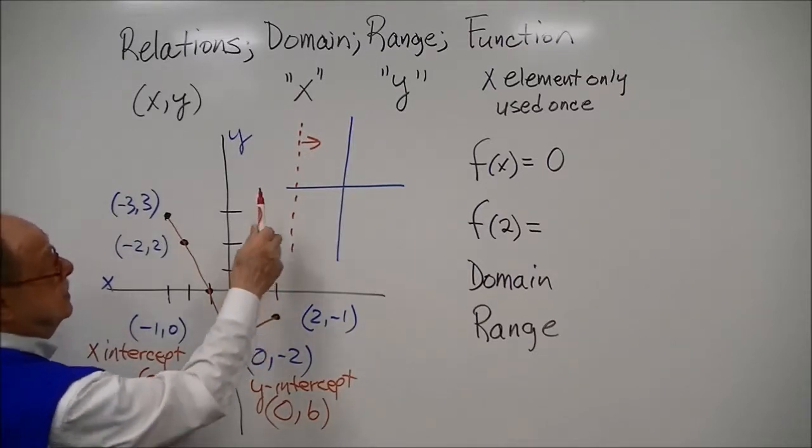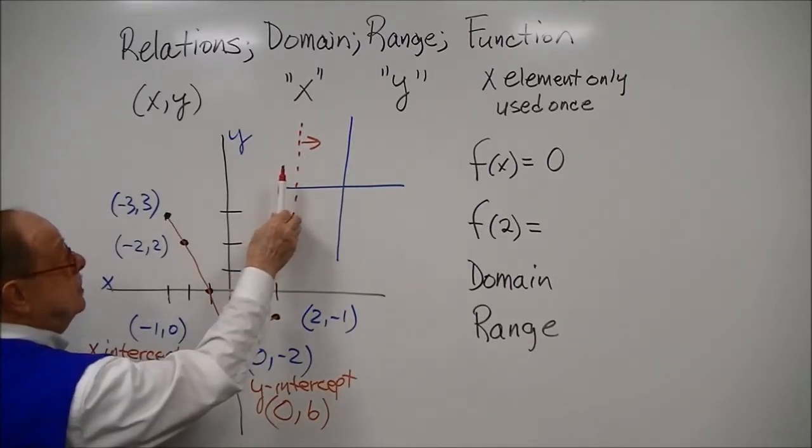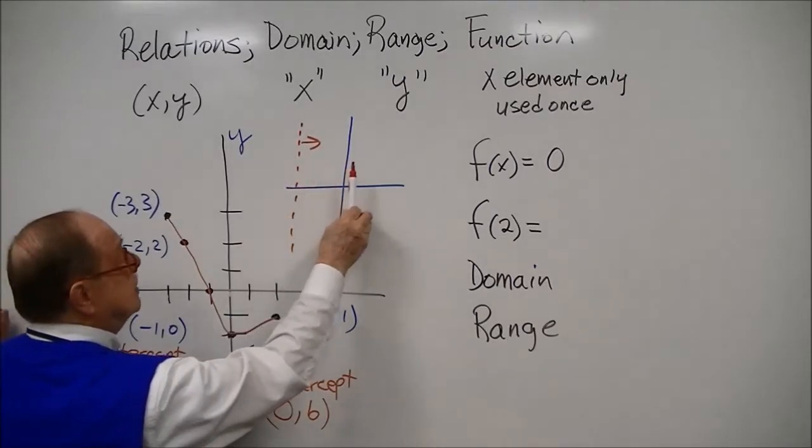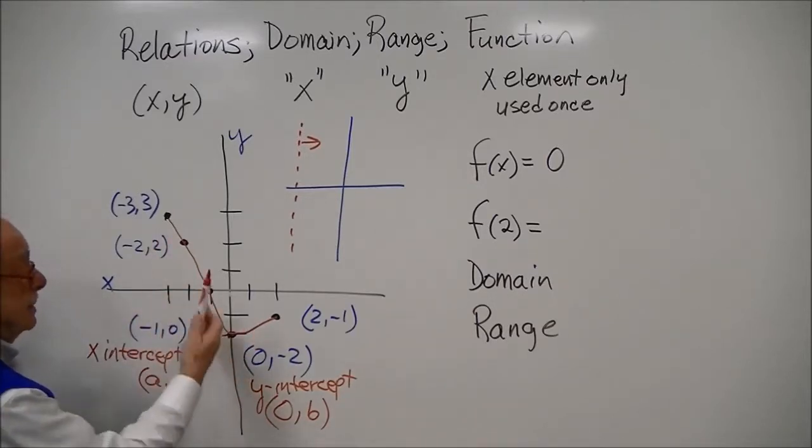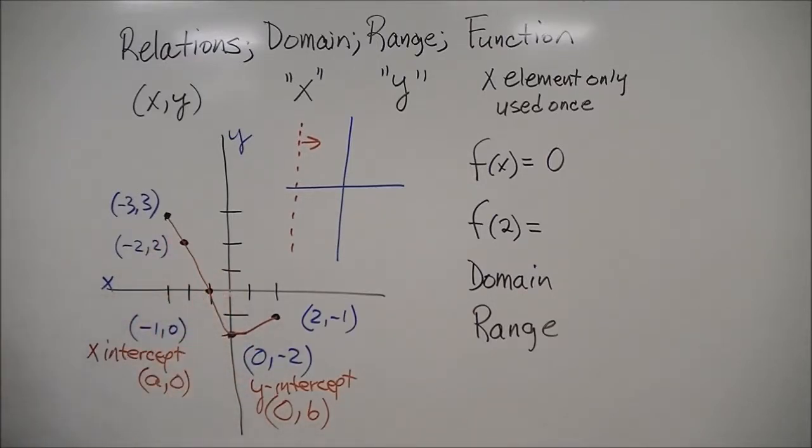This is often referred to as the pencil test. If you can take a very thin pencil and pass it over, it's the same idea. So this passes the vertical line test. That's why this is a function.